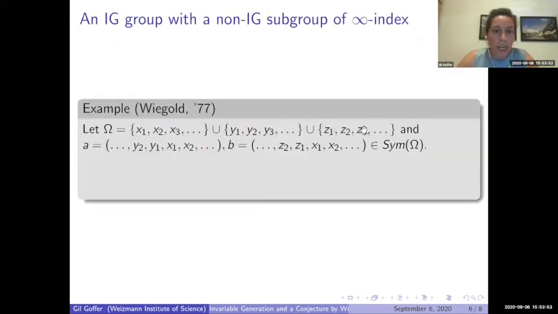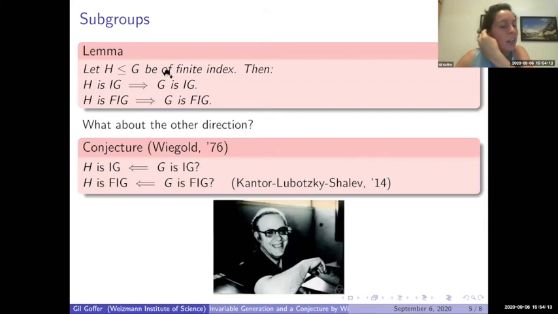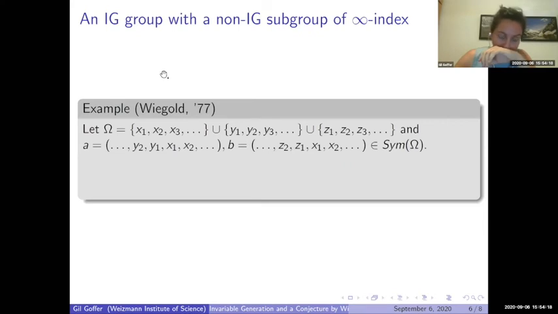One year later, in '77, Wiggold himself found an example of an IG group which admits an infinite index non-IG subgroup. This makes the finite index assumption necessary for the conjecture. So this is an IG group with a non-IG infinite index subgroup. I will just briefly sketch it with no details so that I don't run out of time.